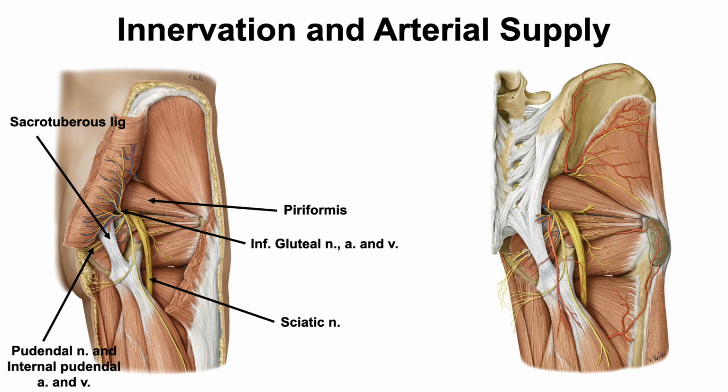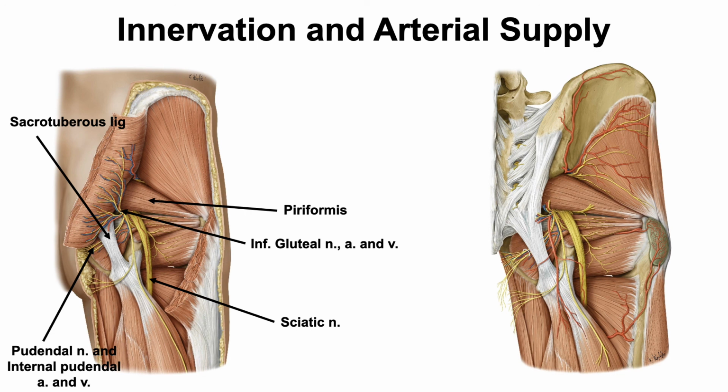So it's going to go to your gluteal region and give innervation and arterial supply there. Again, nothing to do with this lecture particularly, but this is how you find it. So the big ones that you need to know are superior and inferior gluteal nerve and artery and vein bundles. You need to know the sciatic nerve, the posterior cutaneous nerve of the thigh, and the pudendal nerve with the internal pudendal artery and vein.